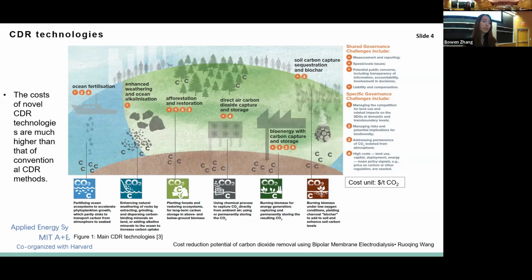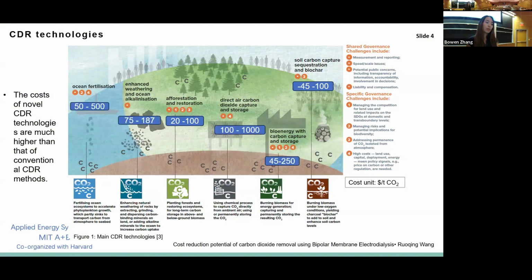But at the same time, there are novel CDR technologies that are at a very early stage of development. Such as direct air capture and storage, which uses a chemical process to capture carbon dioxide from the ambient air and then store it permanently. And also bioenergy with carbon capture and storage, enhanced weathering, ocean alkalization and ocean fertilization. If you compare the costs of the conventional CDR technologies with the novel ones, we find the novel technologies so far are still very expensive, especially the DAC systems. They are the most expensive technology so far.